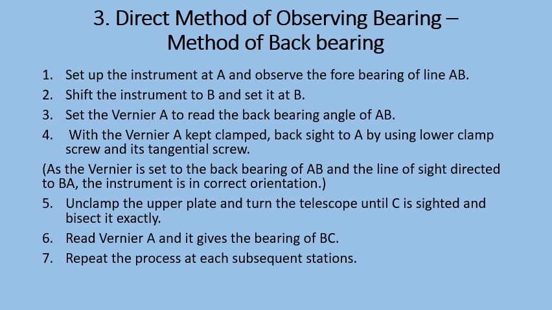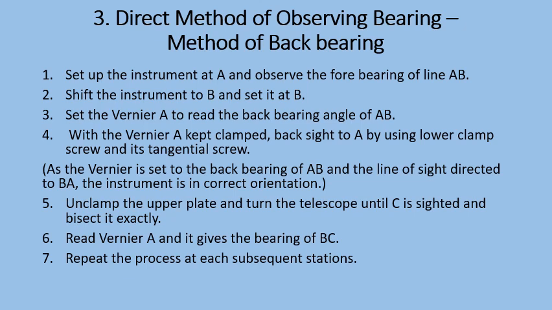In this method, we are setting up the instrument at the starting point A, and we will be observing the bearing of line AB, just very similar to the previous cases. So we have set the instrument at A, made the vernier A reading 0 degree. After loosening the lower clamp, we directed the telescope to magnetic north, then tightened the lower clamp. Then we loosen the upper clamp or vernier screw and turn till we sight the next point B. The reading in vernier A and B will give the bearing of line AB.